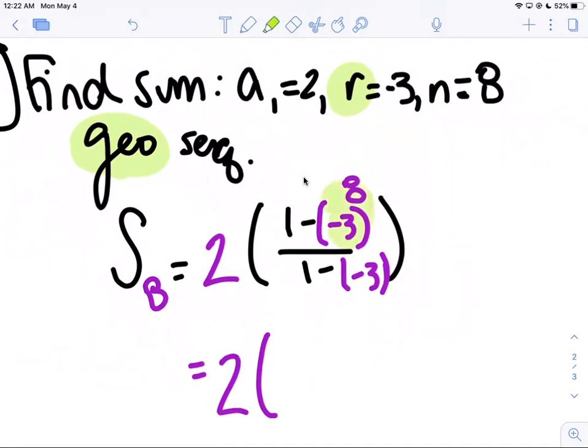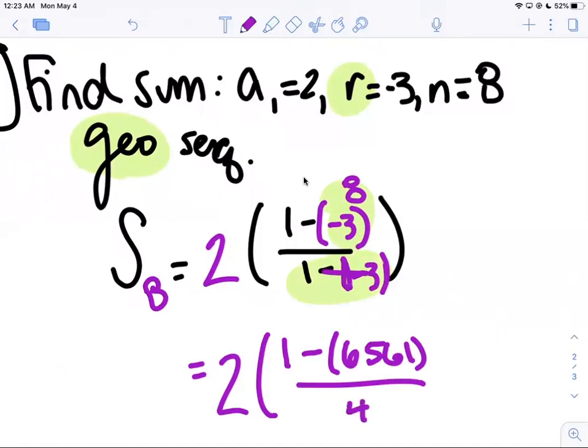Easiest thing to do first is (-3) to the 8, and then also at the same step, I'm going to simplify the denominator just because it's simple. 1 minus -3 to the 8. Oh, that's going to be a positive number. It is going to be a big number, but it's going to be a positive number. Positive 6,561 over, and then 1 minus -3 becomes 1 plus 3, which is 4.